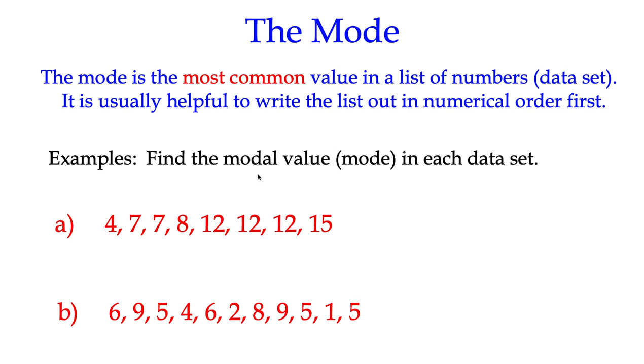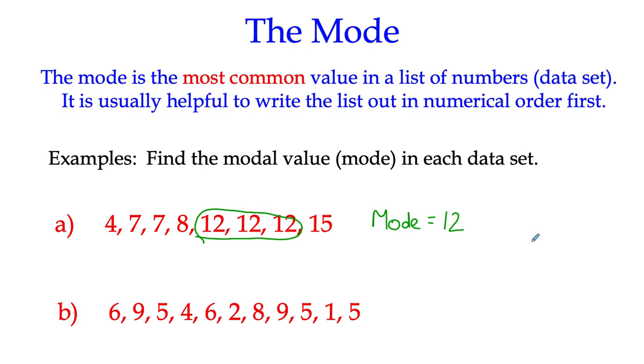So here's the example. Find the mode, or sometimes called the modal value, in each data set. So in A here, we've got a list of numbers that are helpfully in numerical order. We can see that there's 2 7s, there's 1 8, there's 3 12s, and there's 1 15. So we can quite easily say here that the most common value is 12. So we can write down that the mode equals 12. It's not correct to say the mode average. We don't use average with each one. We just say the mode is 12.